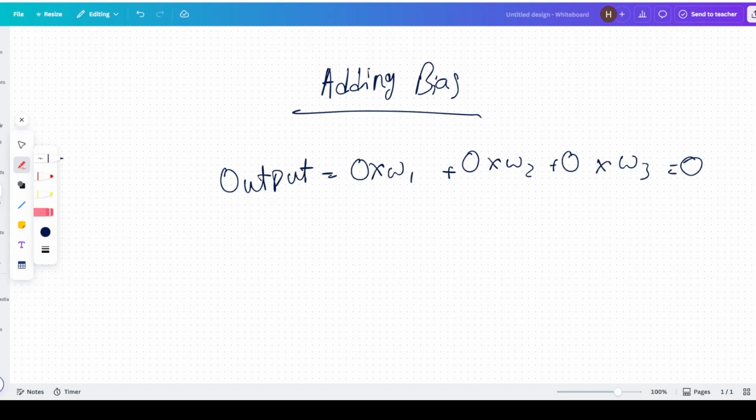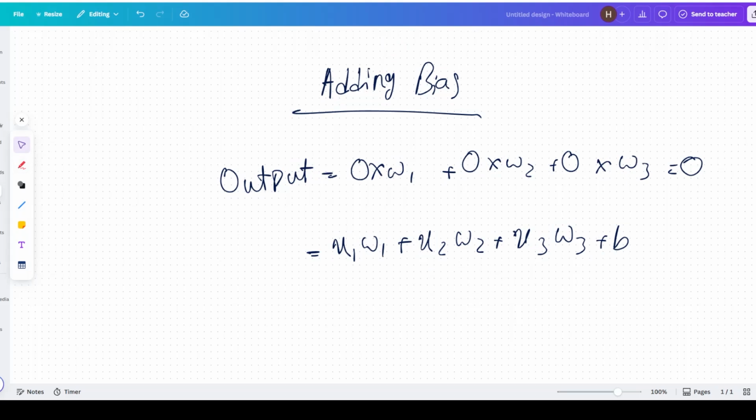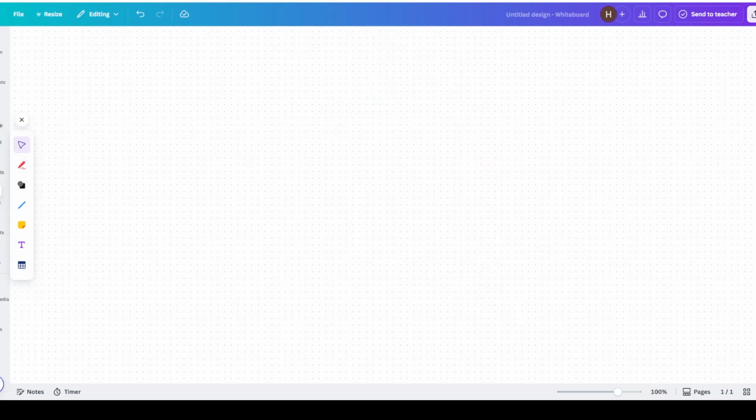So what we are going to do here is add some bias. The equation will be x1 w1 plus x2 w2 plus x3 w3 plus some bias, which will give us some output. So if we have any corner case here, we won't be facing these types of issues.